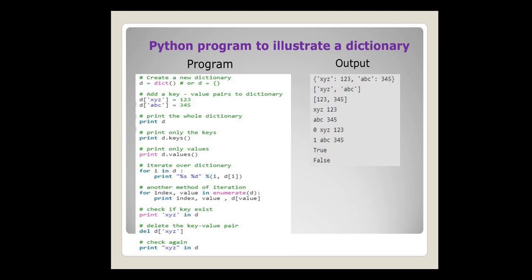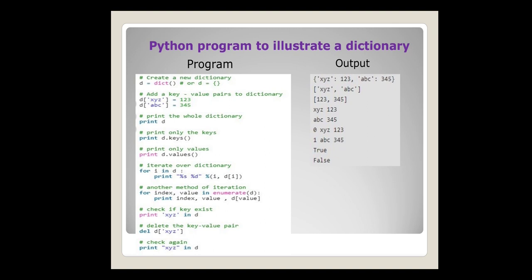While printing the whole dictionary, you just need to specify the dictionary name. So you are specifying the dictionary name D. So it will print the whole dictionary. First it will print the key, then its value. So the key is xyz colon, its respective value is 1 2 3, and for ABC its respective value is 3 4 5.